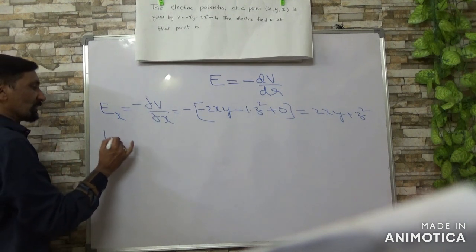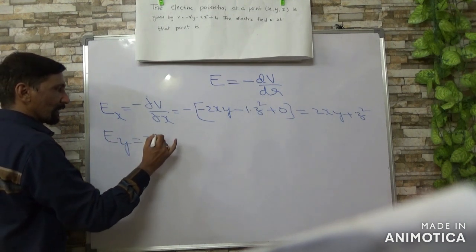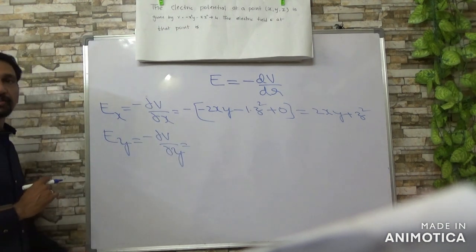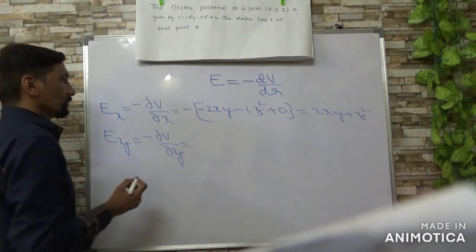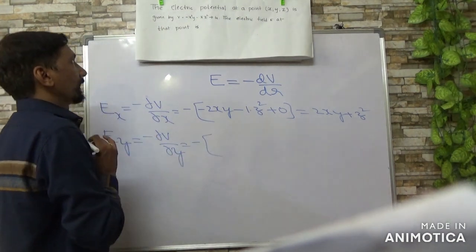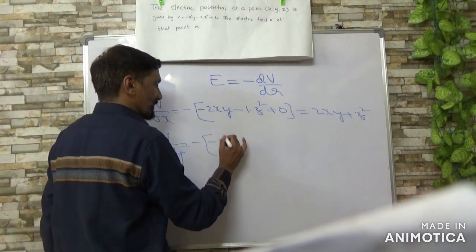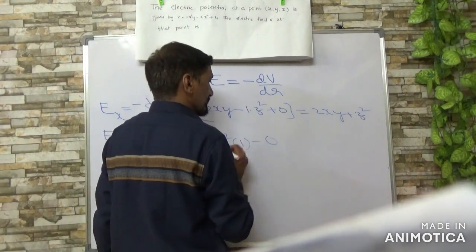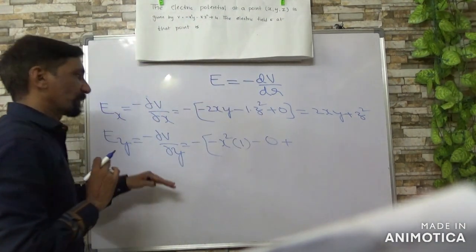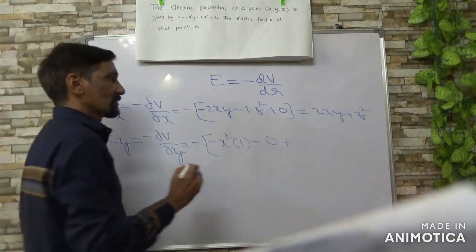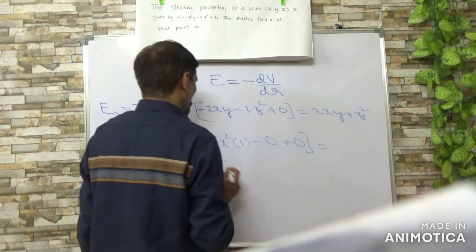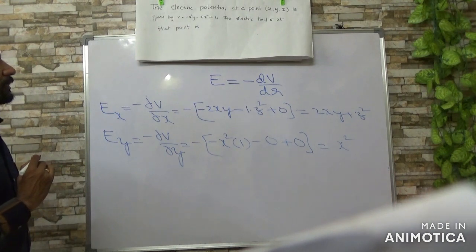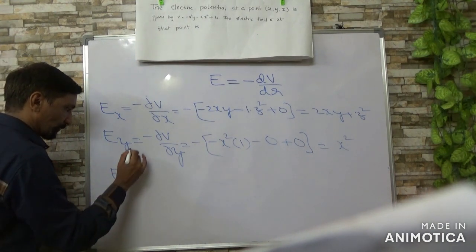Similarly, we can find Ey also. Minus dou V by dou y, partially with respect to y. Minus of, x square as is, and the differential value of y is 1, minus 0, because you are differentiating with respect to y, so the others are treated as constants. That completes dou V by dou y.